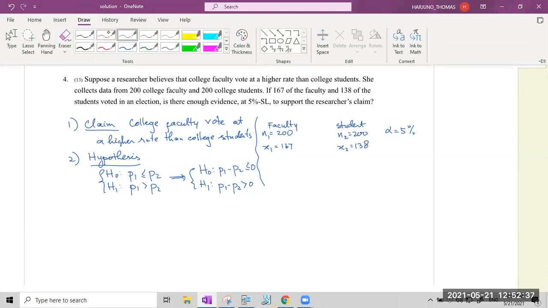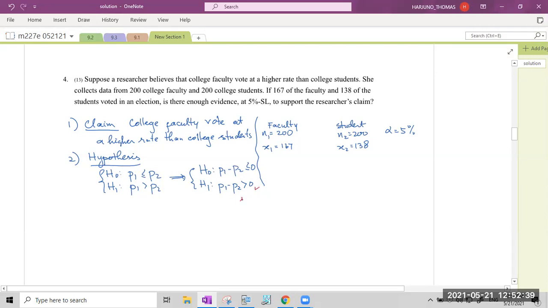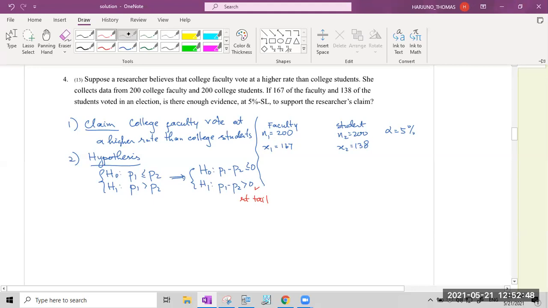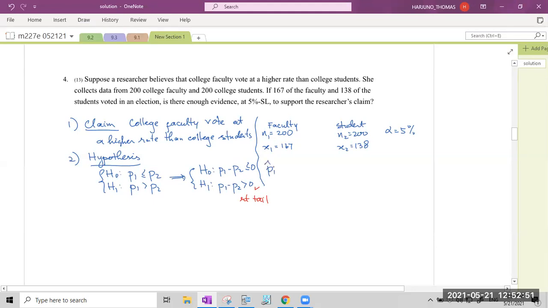Notice that our claim is in the alternate hypothesis, and that's a right tail. Now let's use calculator to get the information that we need: what is P1 hat, what is P2 hat, what is P bar, and therefore Q bar. P1 hat is 167 over 200. I don't think I need calculator for that. That's 0.835. P2 hat is 138 over 200.